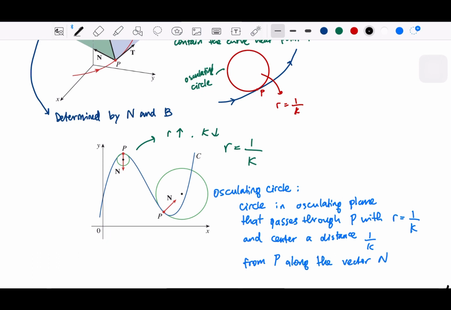Okay, and then we are going to see the last section within this chapter 13, which is the torsion.